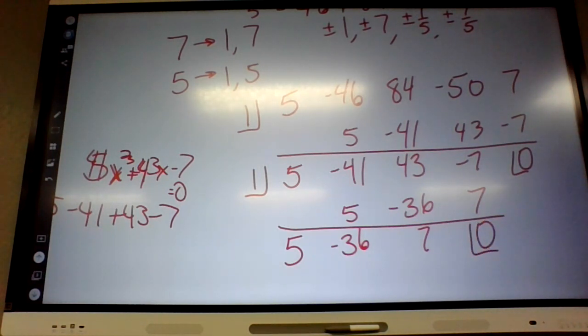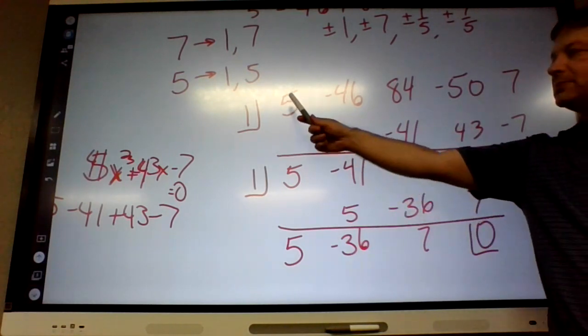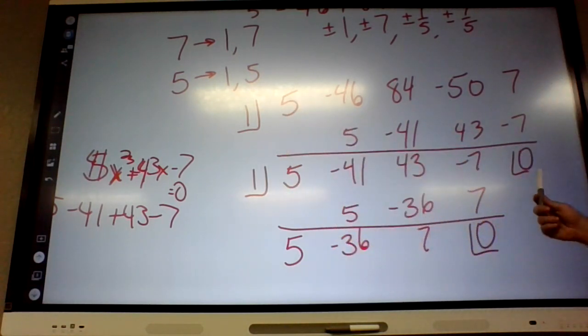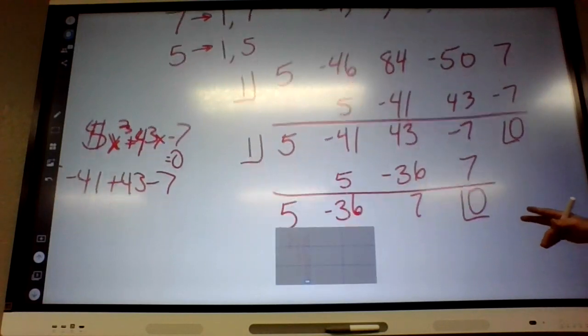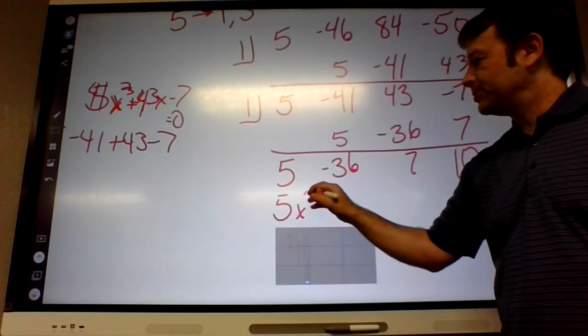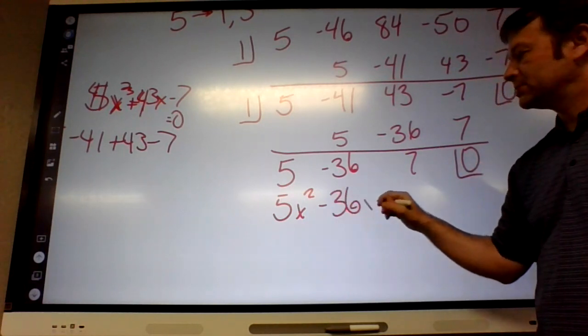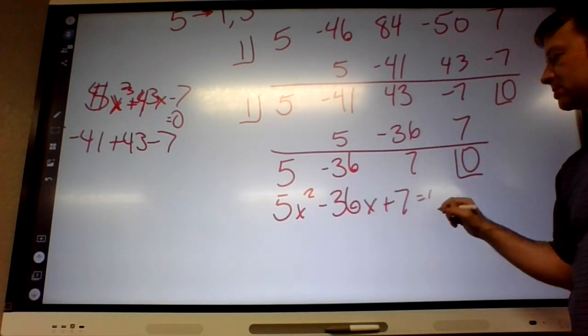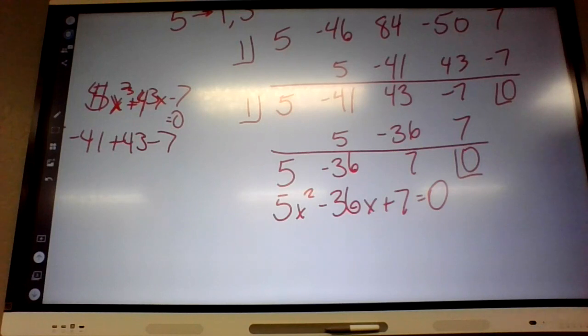So in this problem, 1 is a double root because I took it out twice and it worked both times basically. Now we've got it down to a quadratic. And it does factor.